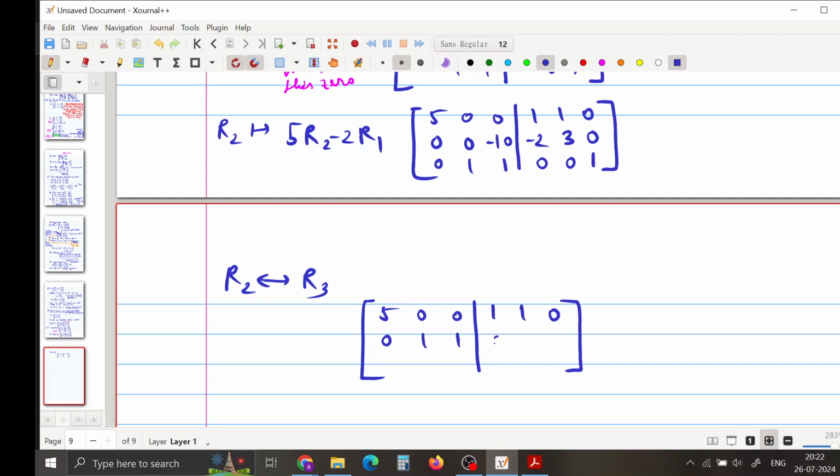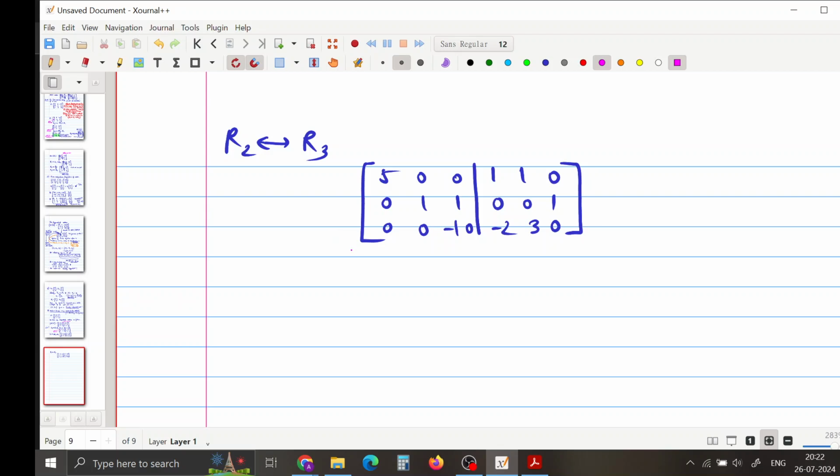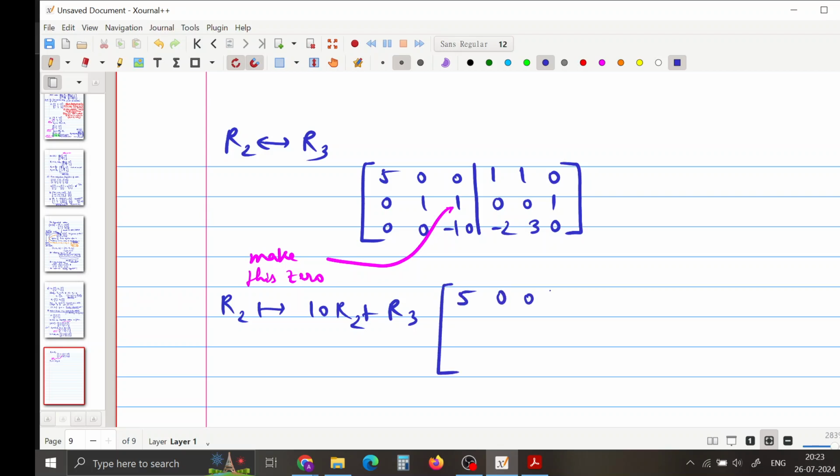This gives you 0 1 1 0 0 1 0 0 minus 5 minus 2 3 0. I hope it's written rightly. Now again we are almost there, except we have to make this 1 here, make this 0. Correct? In order to make it 0, one possible row operation could be R2 changes to 10 times R2 plus R3. So you'll get this matrix. Sorry. Just to avoid confusion, this is 10, this is 2 3 and again 10.